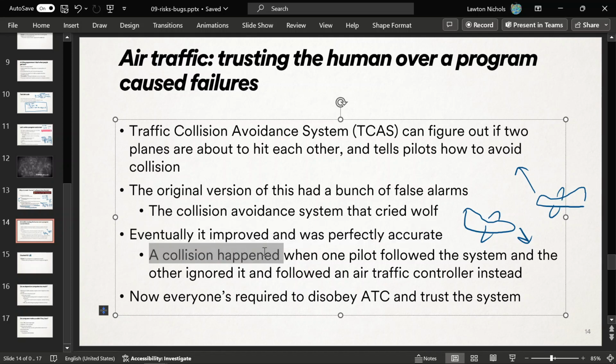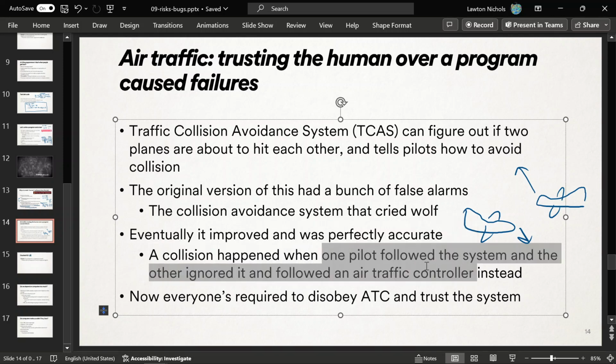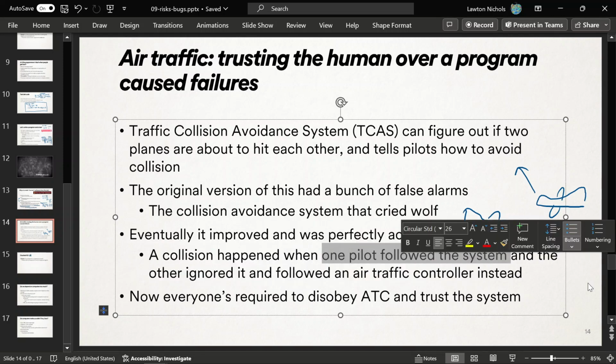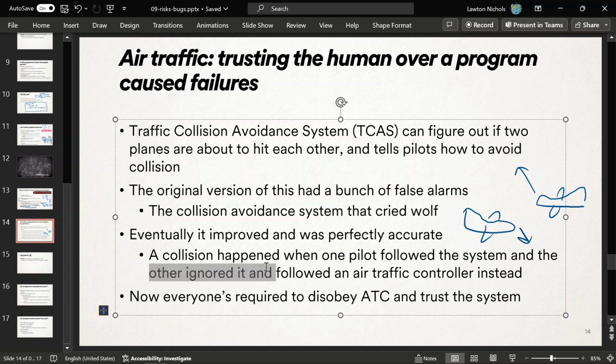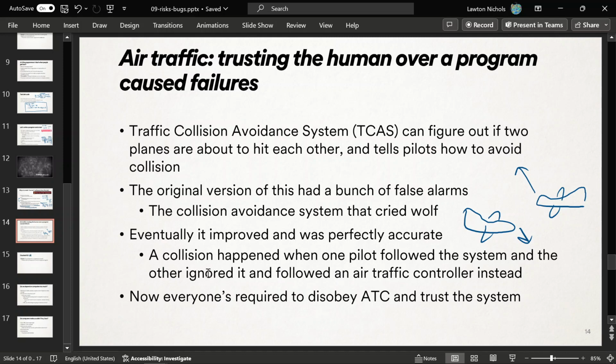And there was a crash, sadly, because one pilot ended up following this traffic collision avoidance system. The box told the pilot what to do, and they did the thing. And the other plane ended up ignoring the signals from the box and followed the request of a human, an air traffic controller, instead. And so they ended up doing, unfortunately, the same thing rather than opposite things, and they ended up hitting each other. That was pretty sad. But this box works well now, and after that crash, everybody is required to disobey the human. They're required to follow the traffic collision avoidance system, the software, and trust it instead, which is kind of interesting.